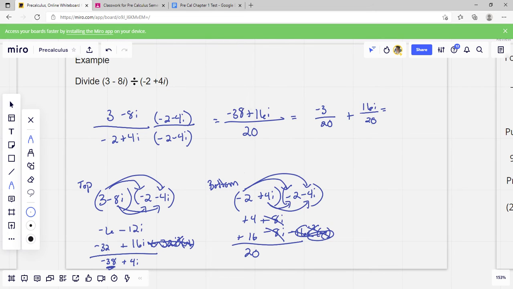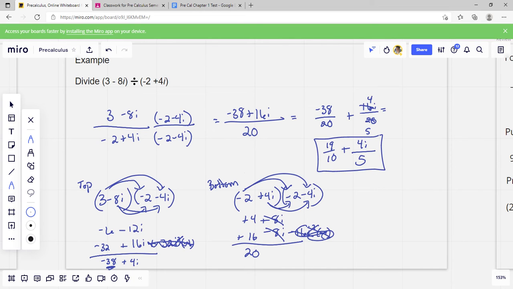Make sure you write the right thing. There we go, 38. So that would be 19 over 10. If we divide by 2, half of 38 is 19, half of 20 is 10. Plus, let's see, we could divide both of these by 4. That will be 4, and that will be 5. So we're going to have 4i over 5. And that is the answer to that one.